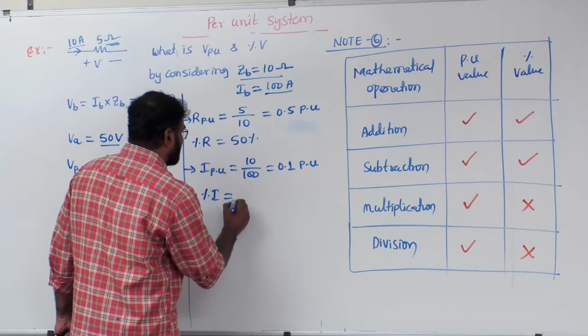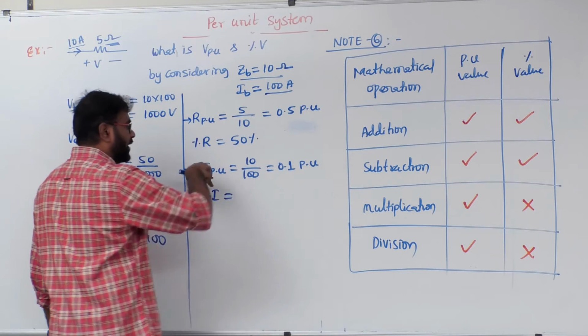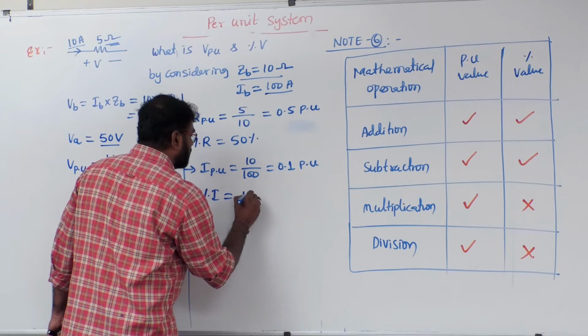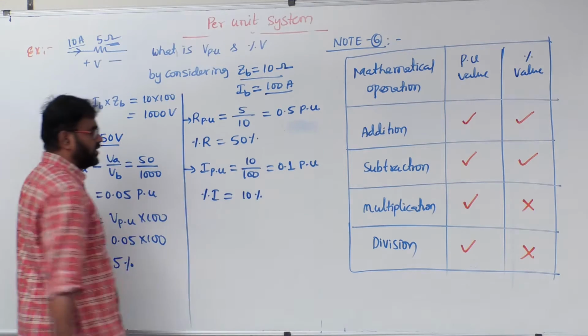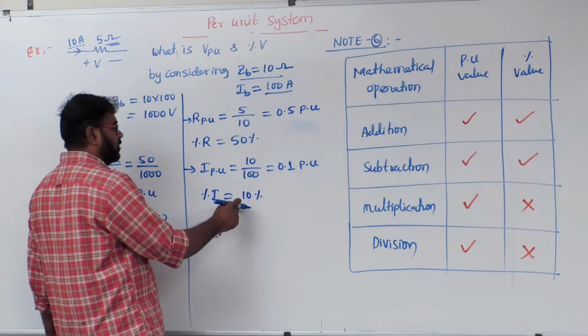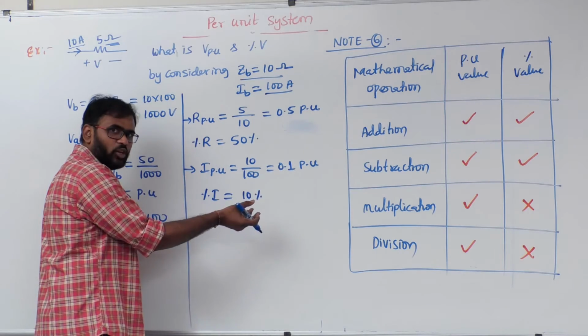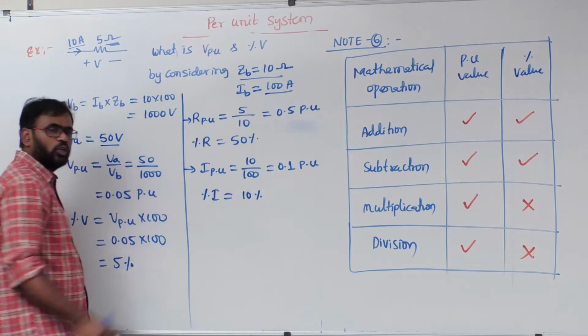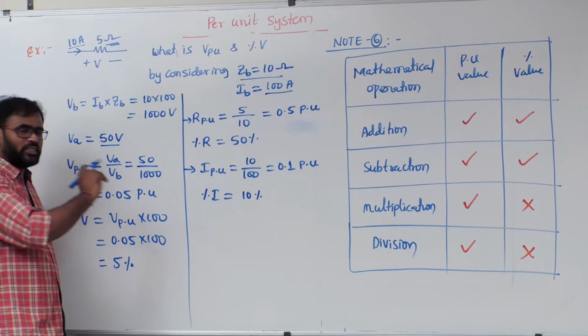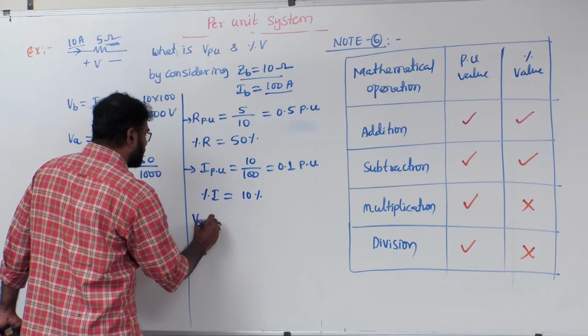Now the percentage I is nothing but 0.1 into 100. 0.1 into 100 means that is again 10%. If I multiply 0.1 with 100, I will get percentage value. Percentage value means per unit value multiplied with 100. So that is 10%. Now let's see what is V per unit.